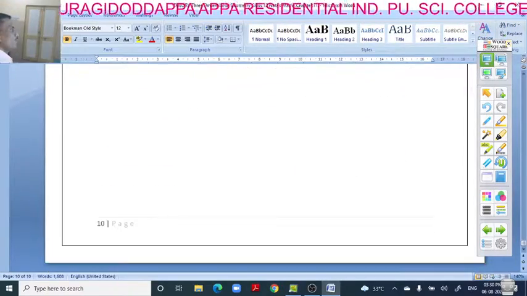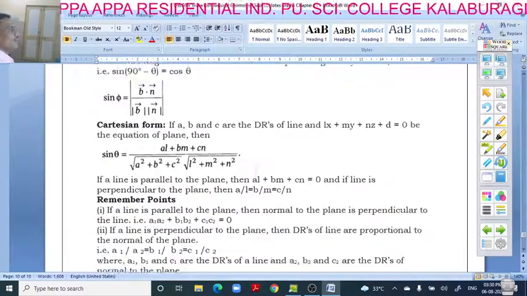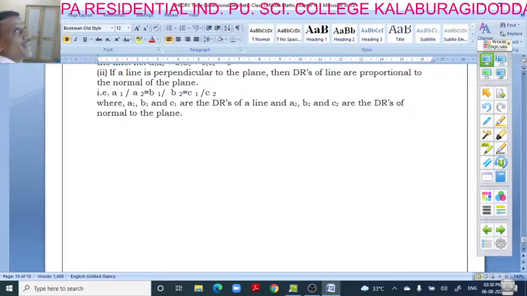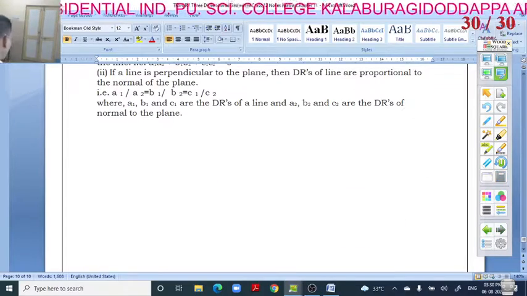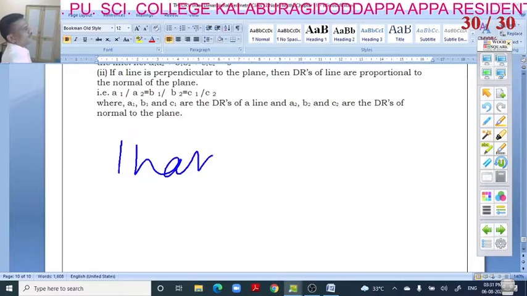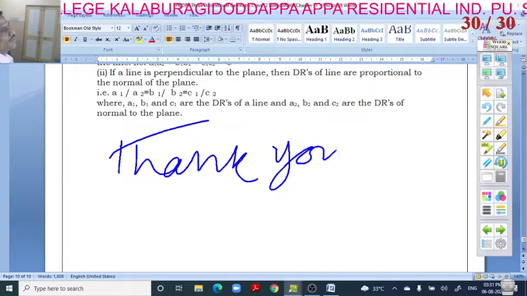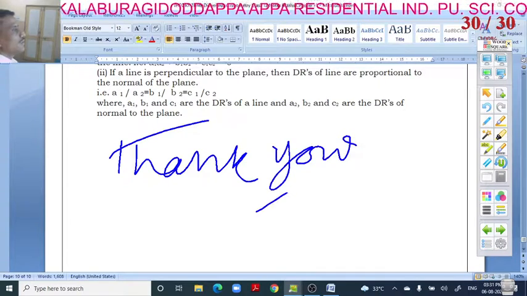So with this, today we are going to stop the discussion of three-dimensional geometry. Here the formulas play a very important role. That's why you should list out all these formulas.